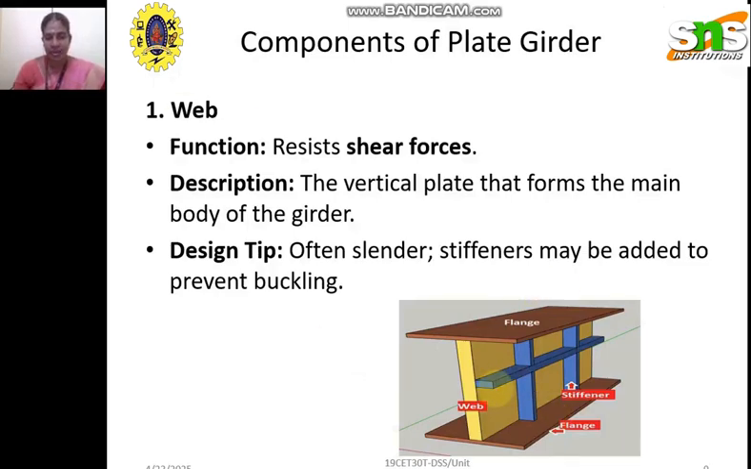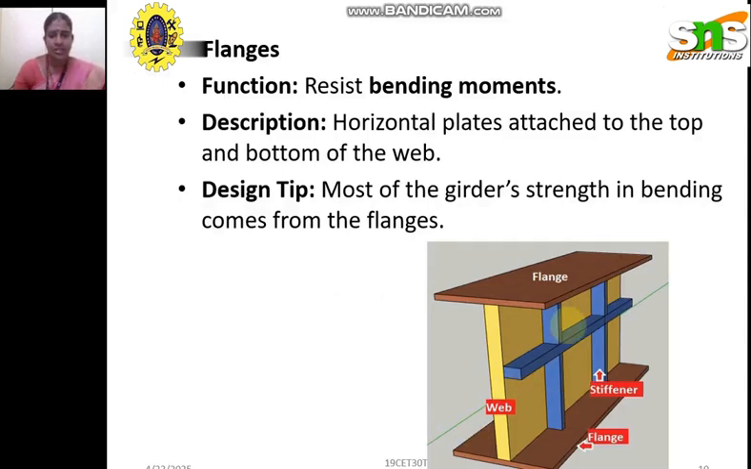Here this is the web, which mainly resists the shear forces. It is a vertical plate forming the main body of the girder. It may be stiffened, or it may be slender, and in those places we provide stiffeners to prevent buckling. Now the flanges.